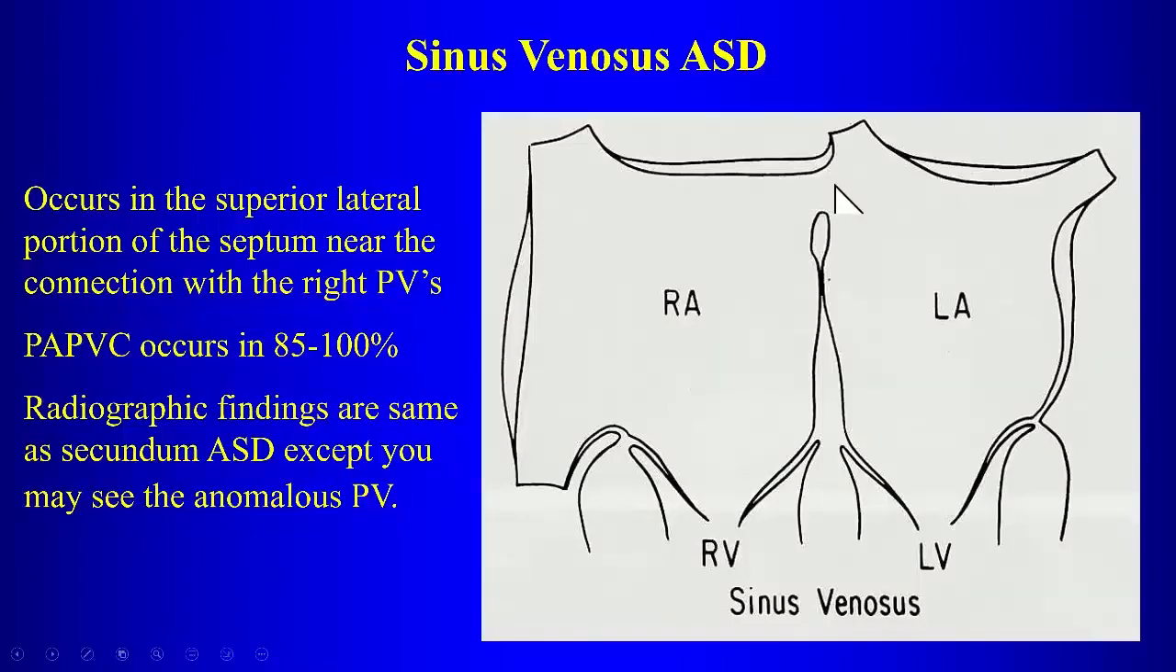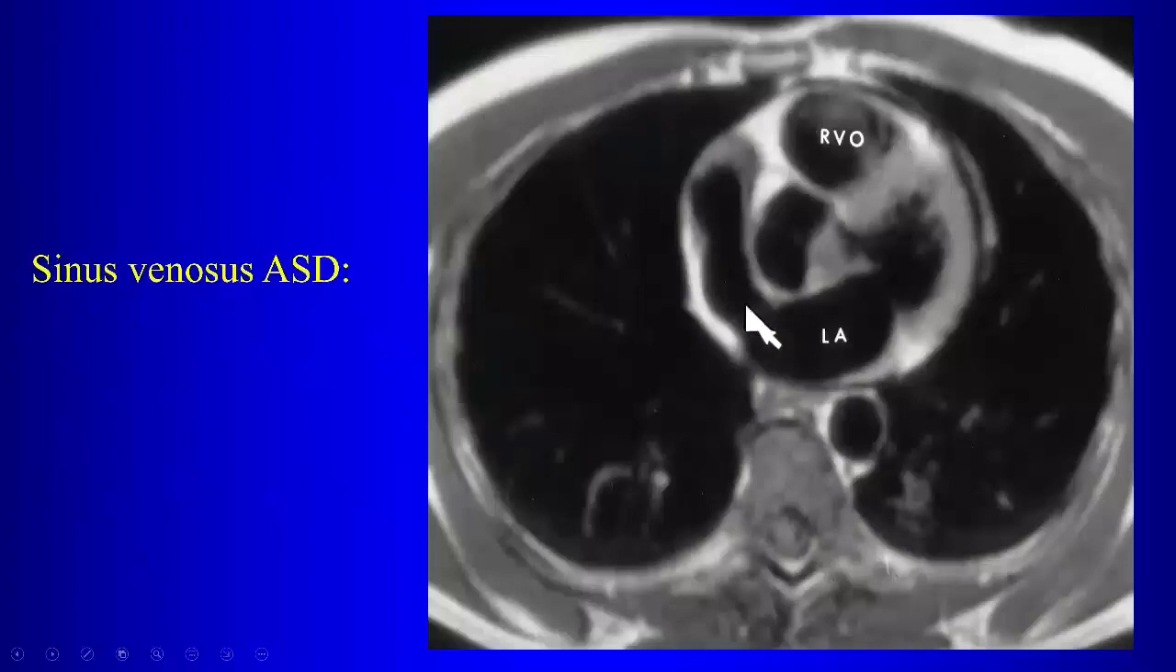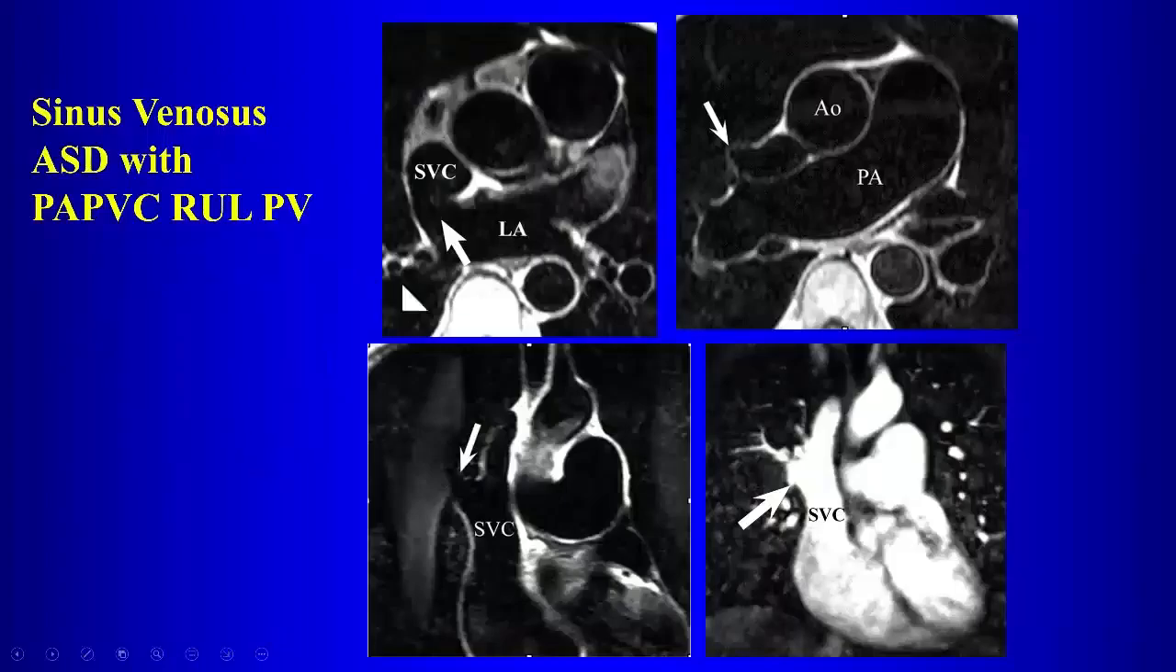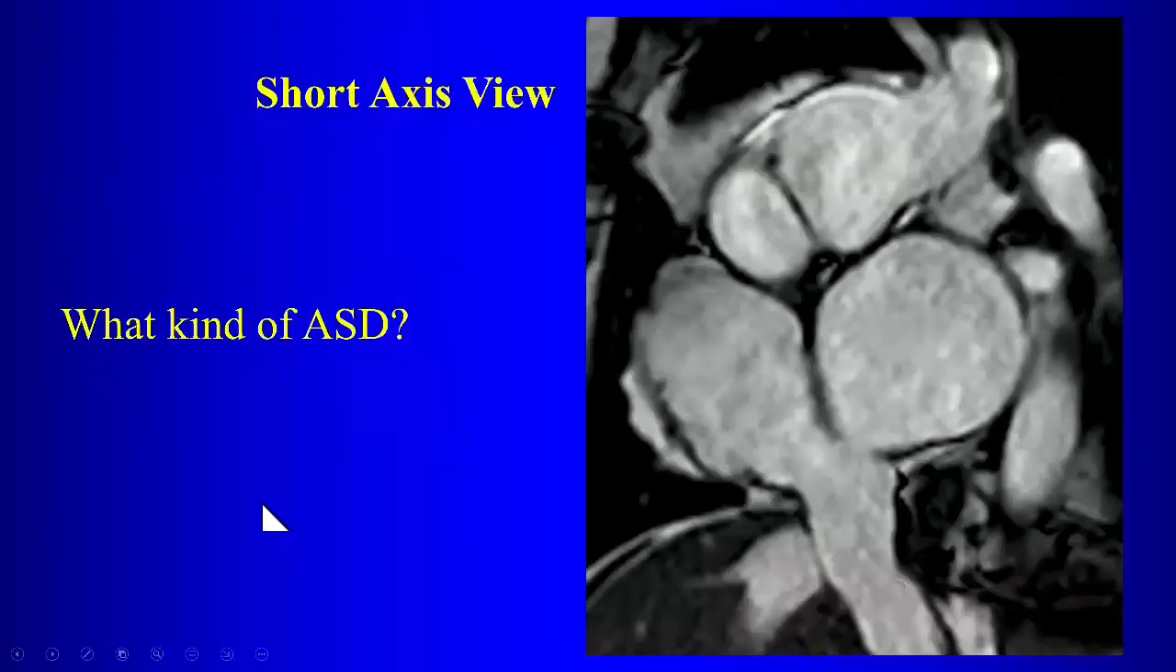So the sinus venosus atrial septal defect, if we make a diagnosis of that, we have to look very carefully for partial anomalous pulmonary venous return. Radiographic findings are similar to secundum ASDs, but again, look for the anomalous pulmonary vein. Right? So sinus venosus ASD, look for the anomalous pulmonary veins. Here you can see an anomalous pulmonary vein draining to the superior vena cava. Right? So you want to make sure that you do that if you see a sinus venosus ASD.